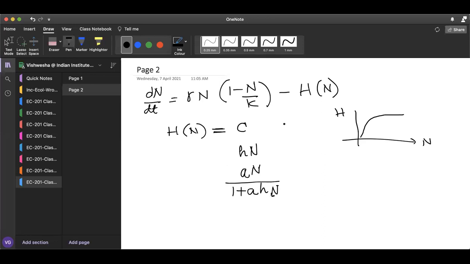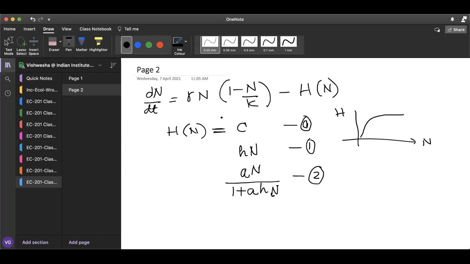So let's call this 1. Okay, let's call this 0. Let's call this 1. Let's call this 2. So if you were to plot this, how do we plot this? Just n equal to 0 will give rise to a 0 harvesting rate, right? And then when n is very, very large, this 1 becomes irrelevant. So you have an divided by an, therefore it basically becomes 1 over h.